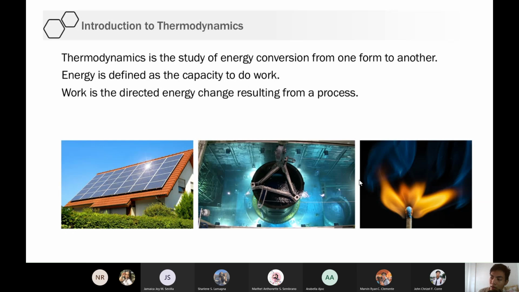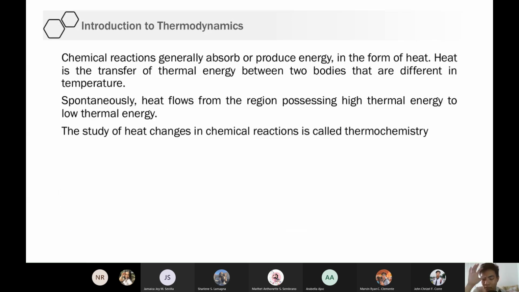Okay. And then, other form of energy dito is yung particles sa gilid na tutulak niya. So, ibig sabihin, mayroon tayong work. Okay? So, yun lang. And last time, we defined that the study of chemical reactions with energy transfer ay tinatawag nating thermochemistry. Okay. So thermochemistry is the study of heat changes in chemical reactions.